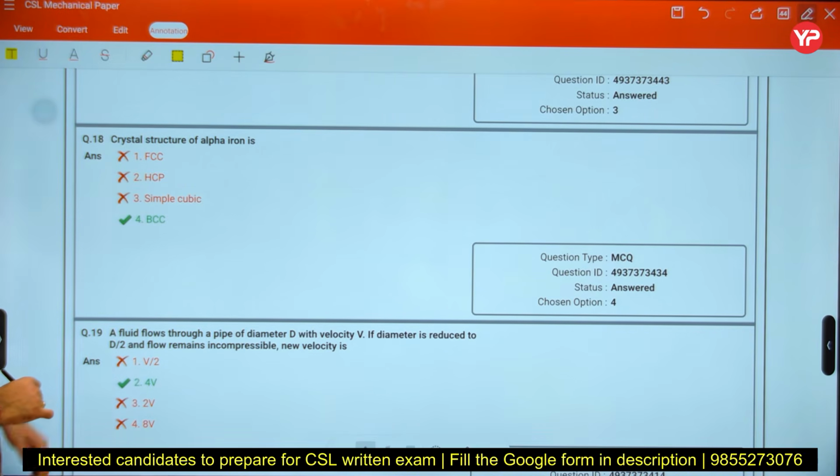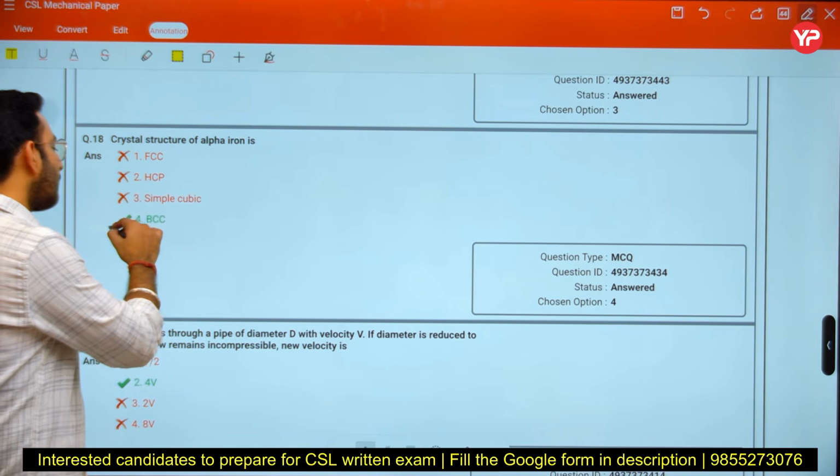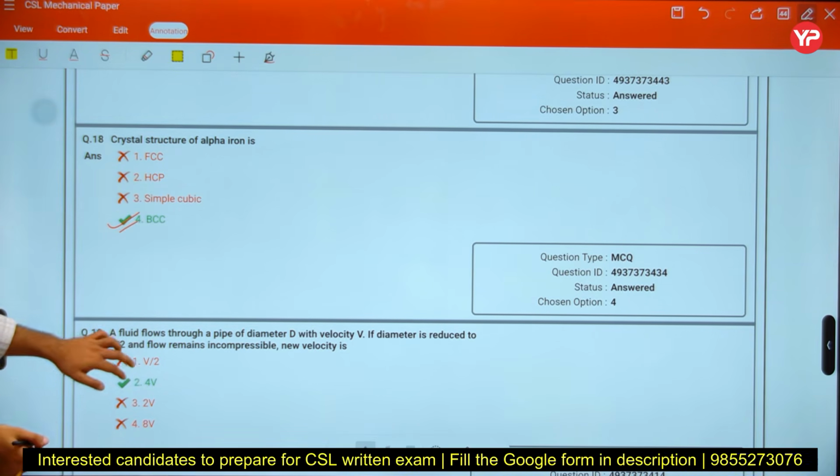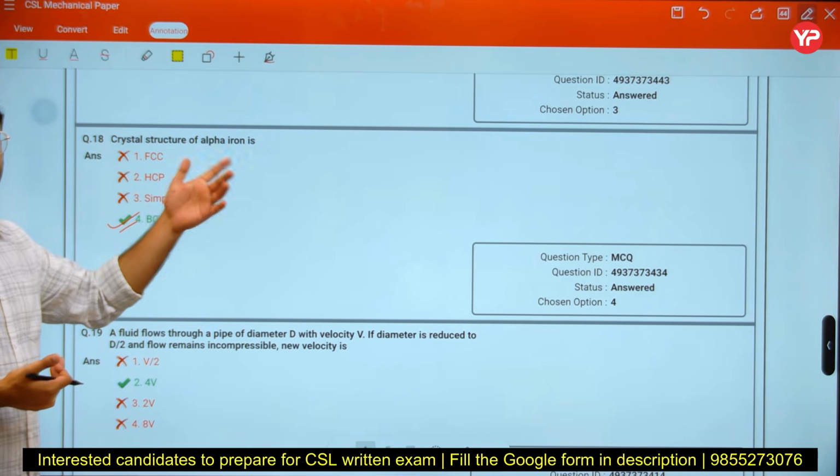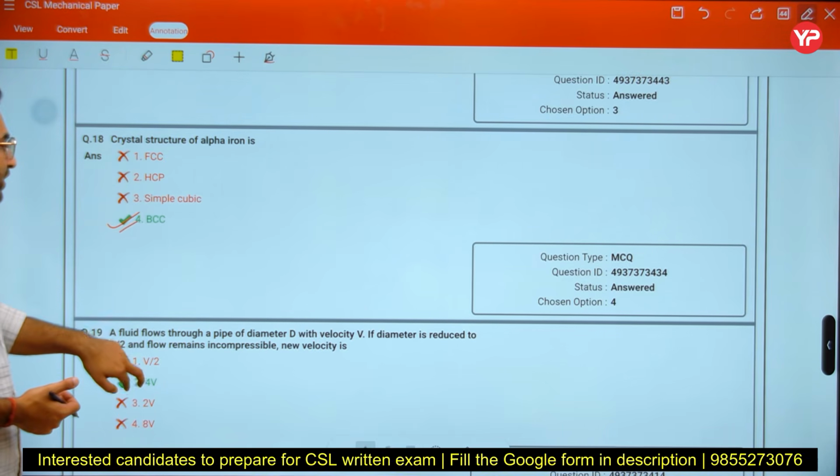Next, what will be the crystal structure of alpha iron? That is a very simple question. BCC is the crystal structure of alpha iron. If we talk about gamma iron, we have an FCC structure. If we talk about delta iron, again we have a BCC structure there.